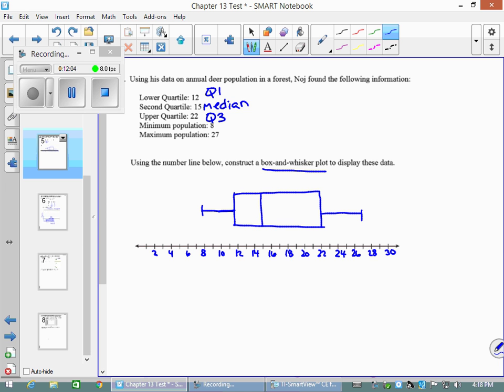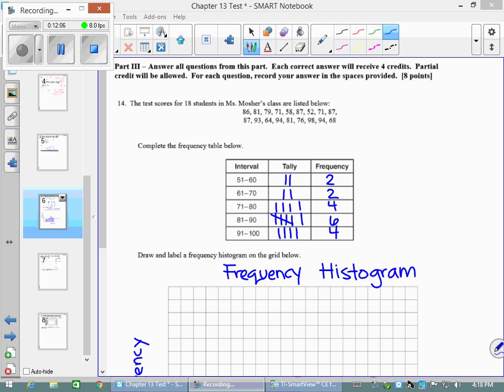For number 14, we were given test scores from 18 students, and we were asked to complete the frequency table. So we would take some time, go through your list. 51 to 60, we had a tally of 2, so that's our frequency. Every score between 61 and 70, we had a total of 2. 71 to 80, we had a total of 4. 81 to 90, there was a total of 6. And 91 to 100, there was a total of 4.